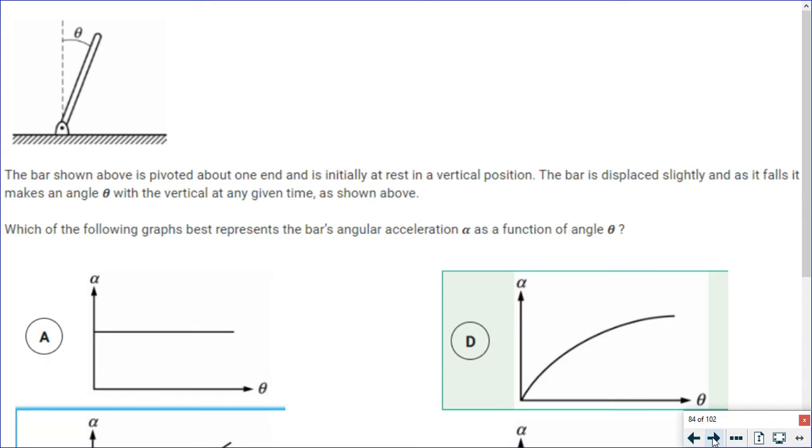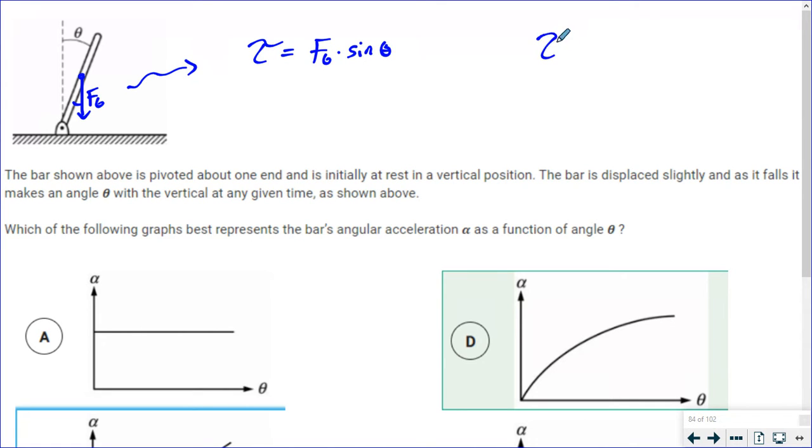Okay, this one has a bar that is released at an angle theta from the vertical, and it starts to accelerate down. They just want to know what happens to the bar's angular acceleration as a function of theta. Well, the angular acceleration comes from the torque, and the torque comes from the center of mass acting. You can think of it as the force of gravity acting at this point right here. That force of gravity is going to be related to your angle theta. These are opposite interior angles, so this is theta. And the torque from that force of gravity is going to be equal to your force, Fg, times sine of theta.